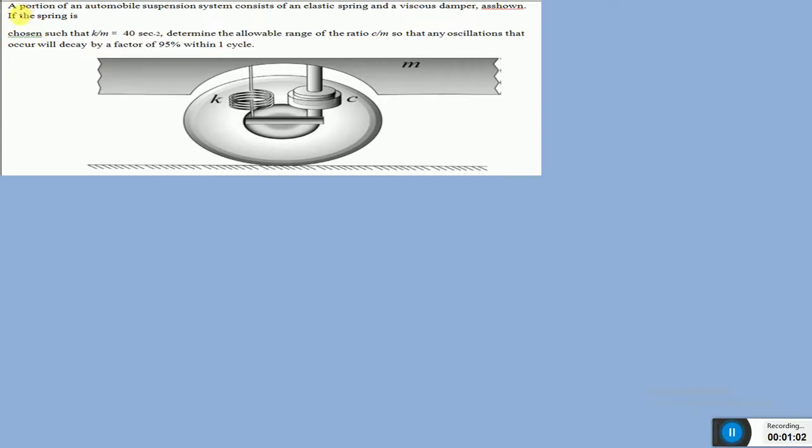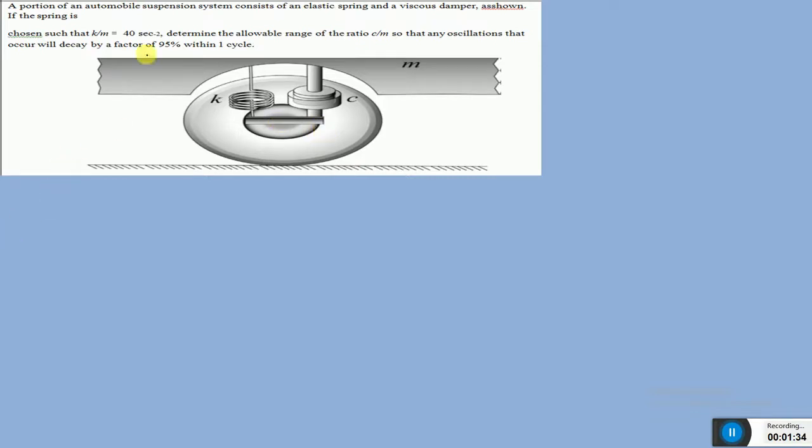The problem statement given: a portion of an automobile suspension system consists of an elastic spring and a viscous damper as shown. If the spring is chosen such that the K by M ratio is equal to 40 per second square, determine the allowable range of the ratio C by M so that any oscillation that occurs will decay by 95% within one cycle. And this is the schematic diagram for the automobile suspension system.